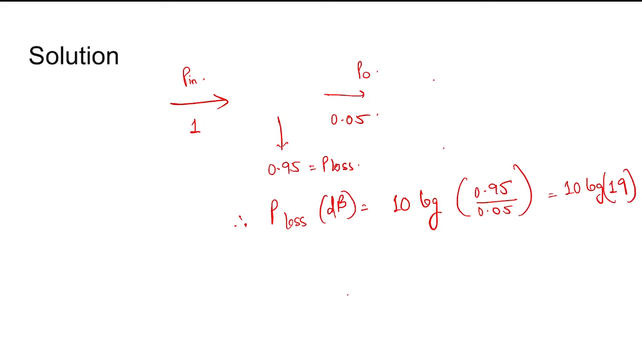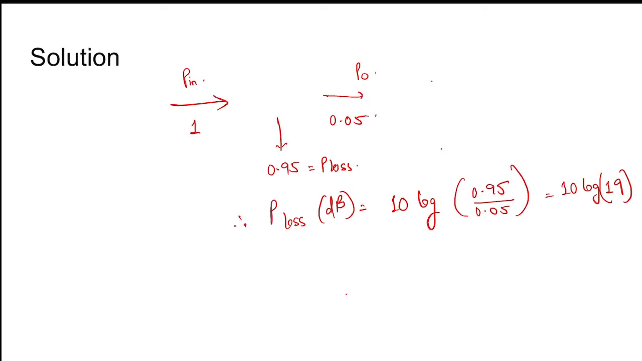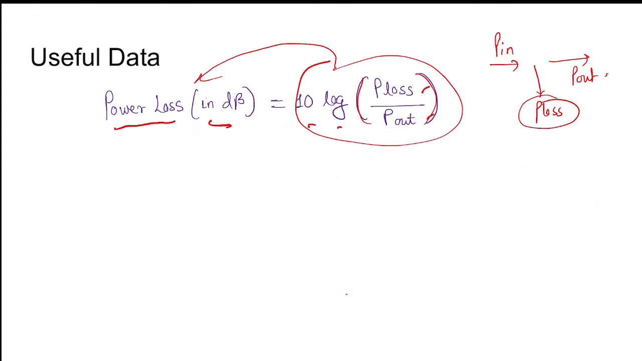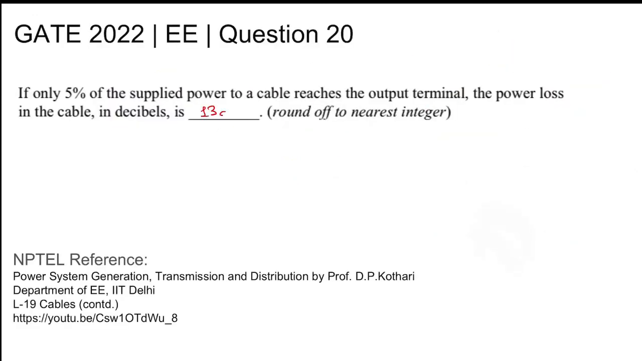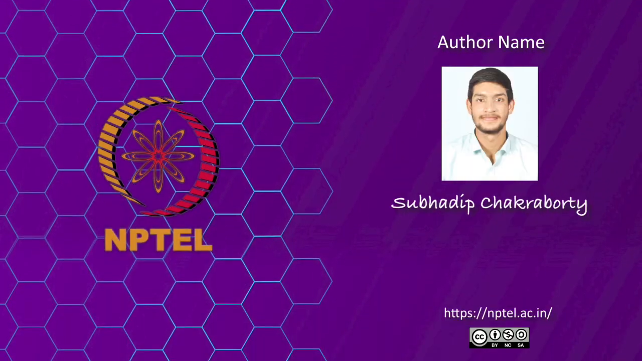19, so 10 times log of 19, which, when rounded off to the nearest integer, comes out to be 13 dB. So in dB, P loss is 13 dB. This is the answer. Thank you.